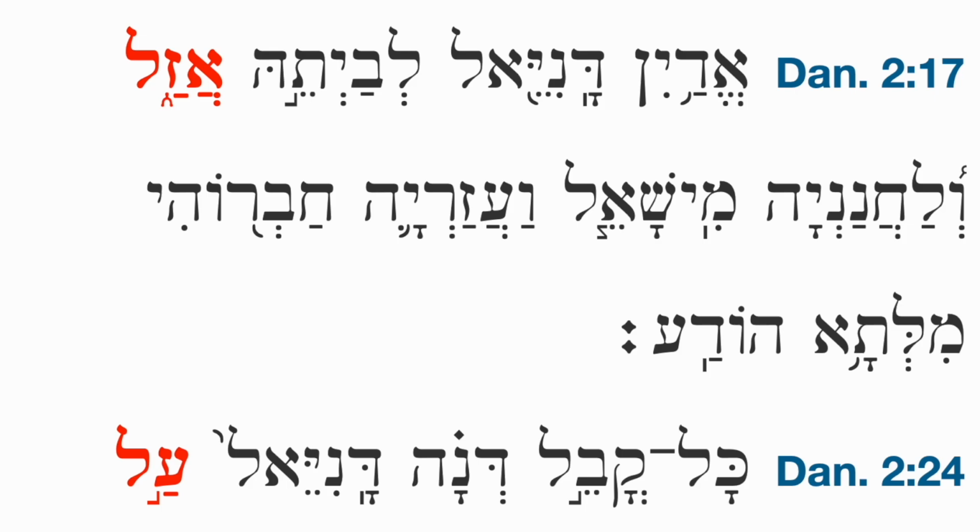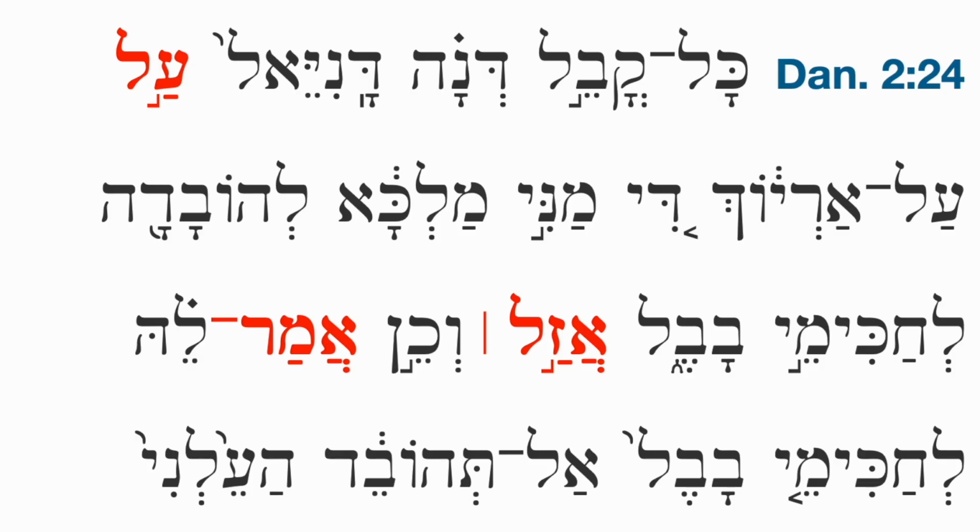First aleph verb, and we have the expected change here, where the schwa becomes a compound schwa of an A type. Very typical for first aleph verbs. We see azal and amar in Daniel 2:24, which begins, Kol kavel dana, therefore, because of this, Daniel al arioch, Daniel went into Arioch, dimani malka, whom the king appointed, lehovada lechakimei Vavel, to destroy the sages of Babylon, the wise men of Babylon.